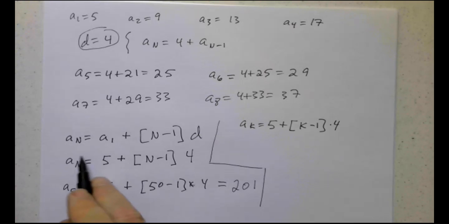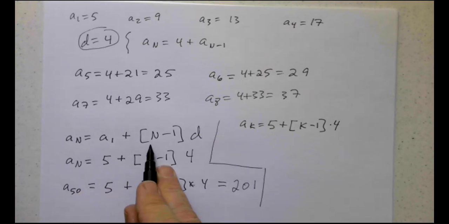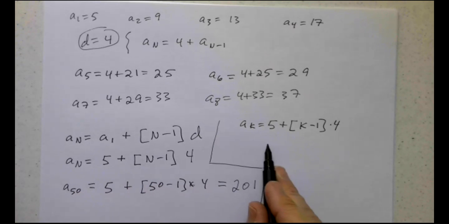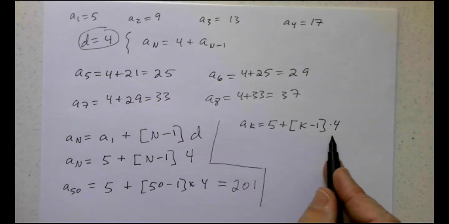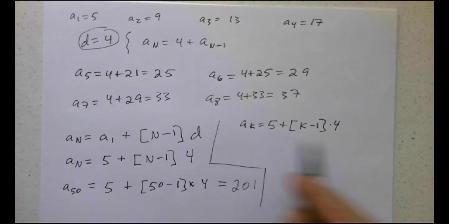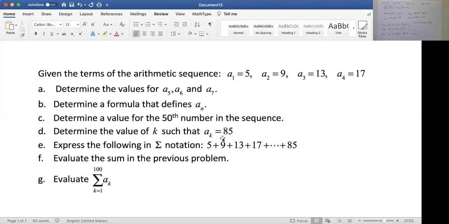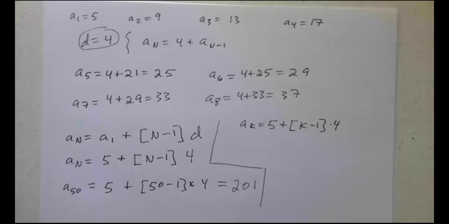Right? A sub n is A sub 1 plus n minus 1 times d. So A sub k is, in our case, 5, A sub 1 is 5, plus k minus 1 times d. Our common difference here is 4. What did the question say? What was A sub k? We want to solve for k. The question said that A sub k was 85. Okay, so we can do that.